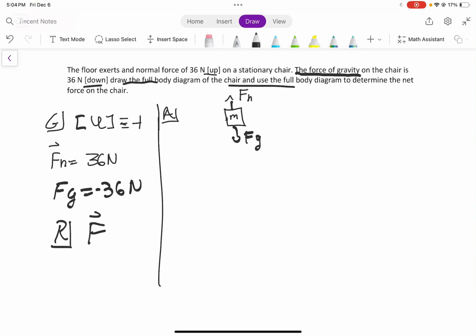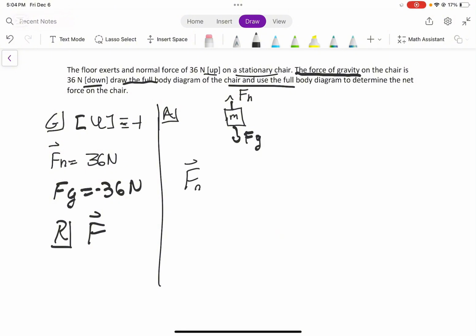So we have all our forces here on this object. There's no other force. It doesn't say there's a force applied or a force of friction. It just says a stationary chair. Maybe if you're a little intuitive, you'll know what's already coming by the wording of stationary and how it relates to Newton's laws, but we can calculate it too.